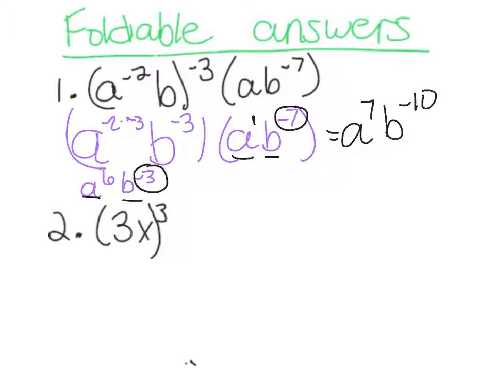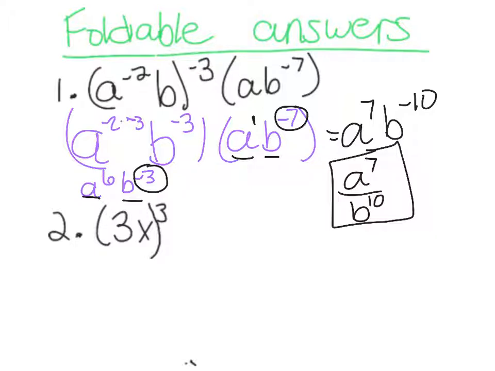So I have to rewrite this as a to the 7th over b to the 10th. Because remember, we never have a negative exponent. We always have to rewrite it with positive exponents. So that's what you should have gotten for the first one.